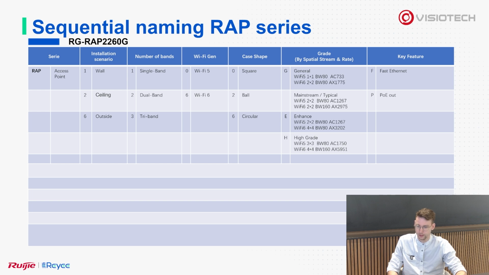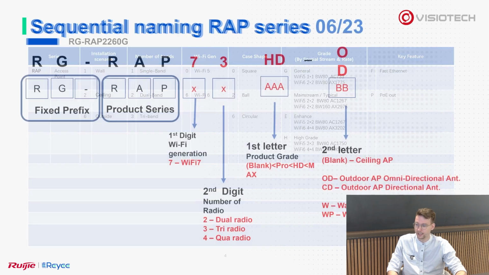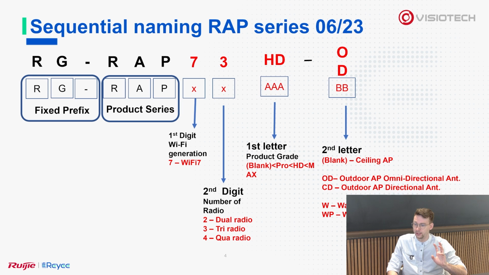Great. Next up, as I said, we have the other series. We call it here, once again, the sequential naming of the RAP series, brought from 0623. The sequential naming at the beginning is similar. It starts again with the RAP sequential naming, which says it's an access point.